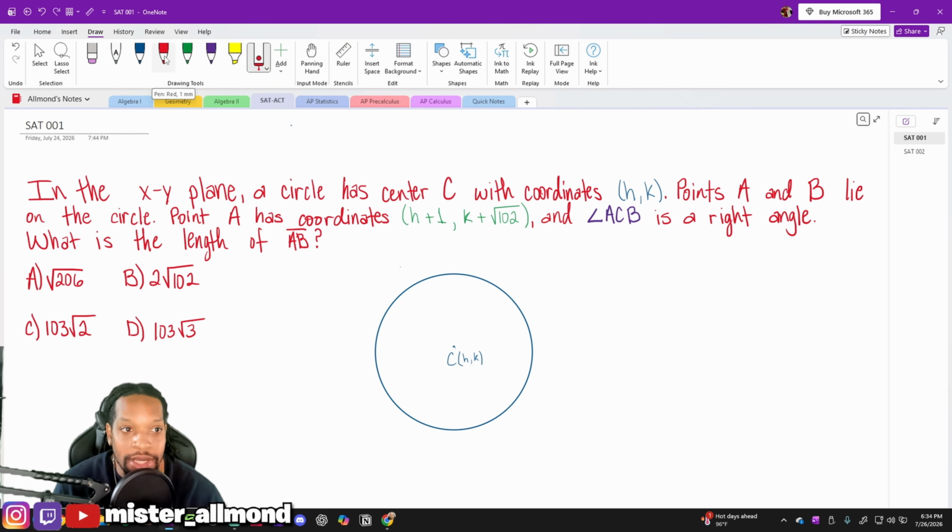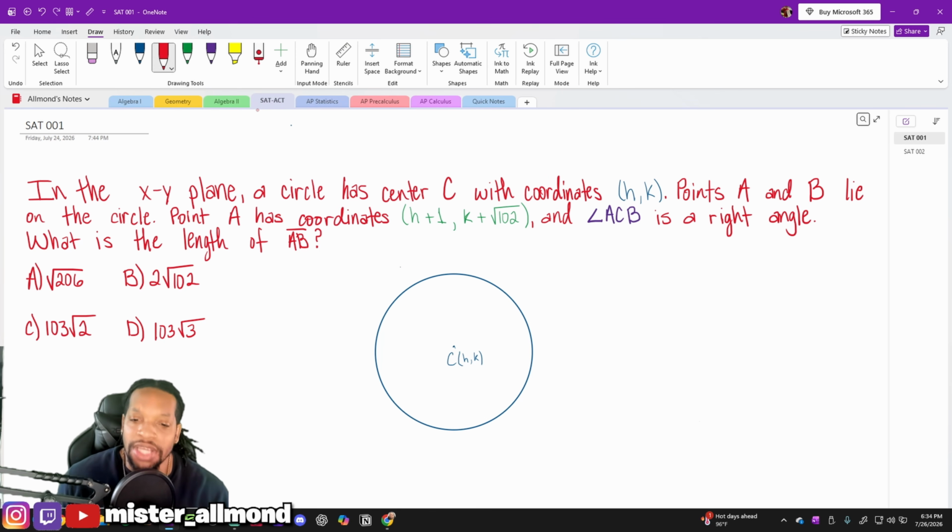Okay. So we got 2 points A and B on the circle. And then I noticed they give us the coordinates of A but not B. So let's just kind of update my picture and then let's talk about it. We got the center and then point A. Notice the x coordinate says h plus 1, and then the y coordinate says k plus root 102.